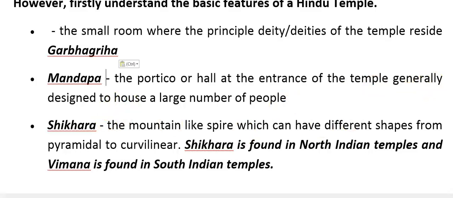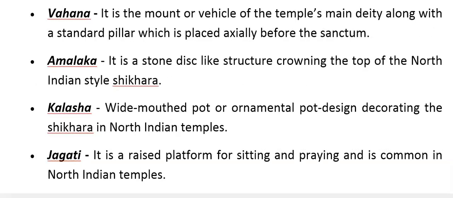Then comes the term Shikhara, the mountain-like spire which can have different shapes from pyramidal to curvilinear. So Shikhara is the design which can be pyramidal in shape or curvilinear in shape, and it is found in North Indian temples. And in place of Shikhara, there is Vimana in South Indian temples. And then we have Vahana.